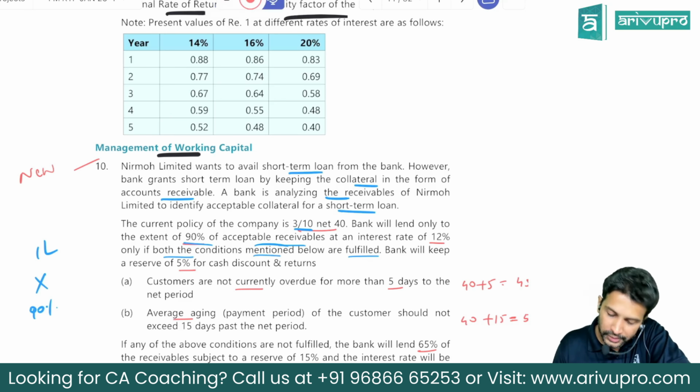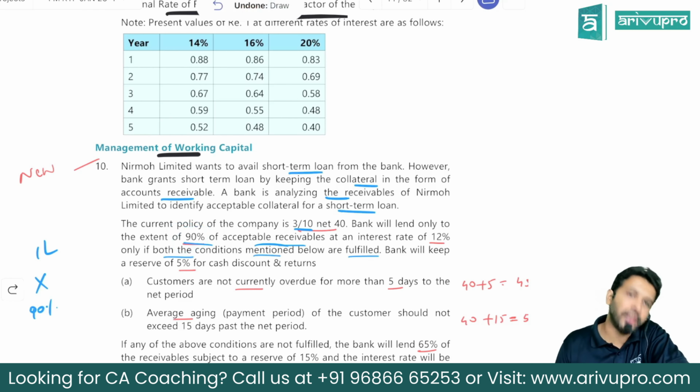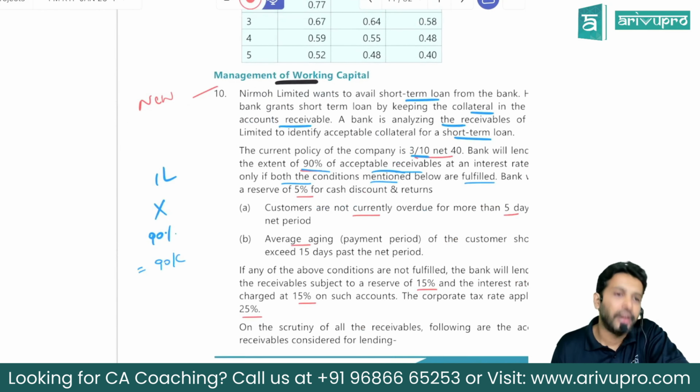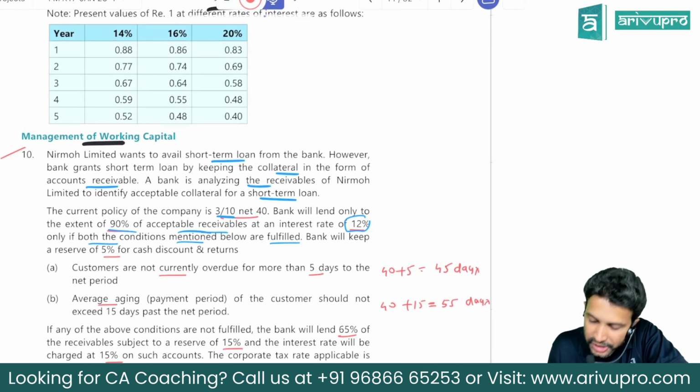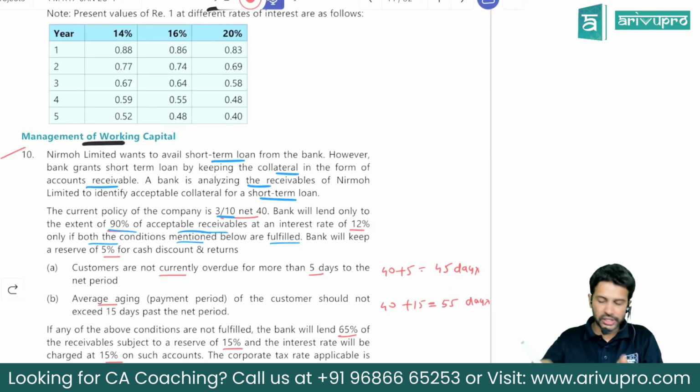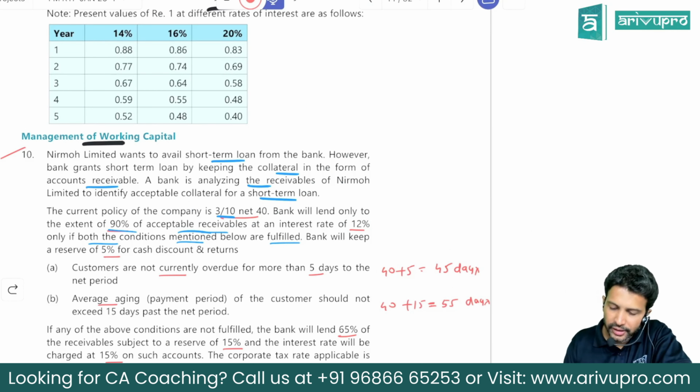So the bank will take your debtors, multiply by 90%, and they will give you a loan of how much in this case? 90,000. This loan will carry how much interest rate? 12%. But for that to happen, two conditions should be satisfied, which they have called out below. Only if both are satisfied, they will give you. If not, what to do? We'll see. First, we'll read the condition.